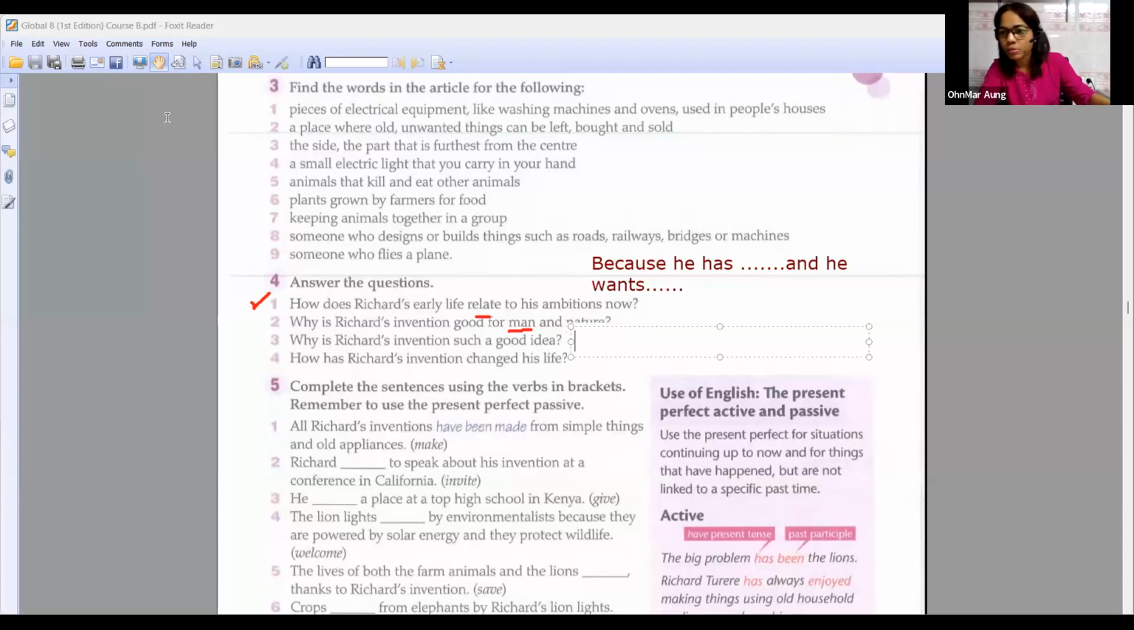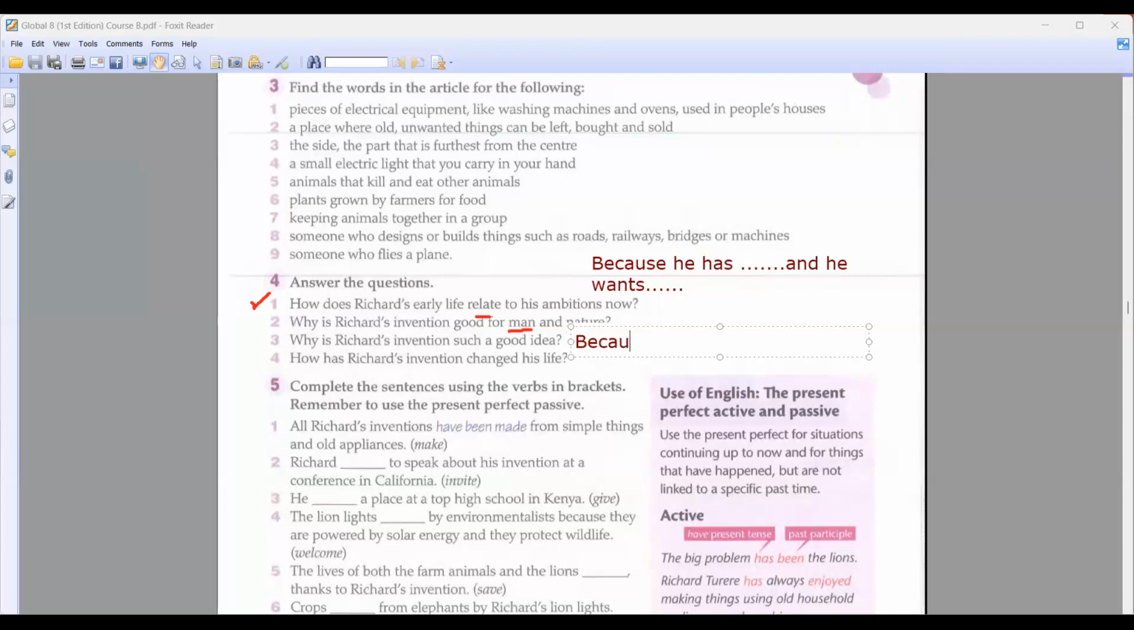Something, would you like to try? Because farmers can protect the animals from wild animals. Come on, Benedi, your answer please, for number three. Okay. Because it costs very little, so that everyone can afford it.